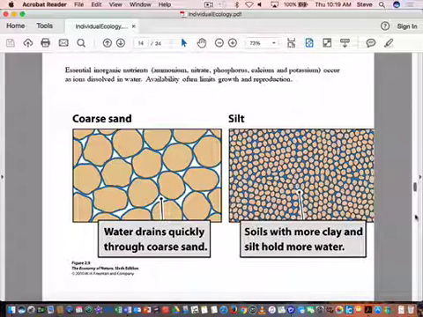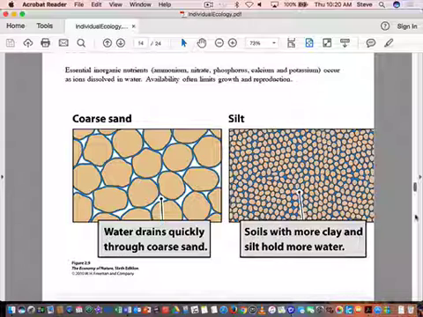You can imagine, if you've ever been a gardener, that you have coarse sand and you pour water on it. What happens? It drains right through. If you have soils with more clay, silt, more organic materials, the water doesn't drain as quickly. And obviously this can influence the ability of plants that have their roots in these soils to access these essential nutrients.